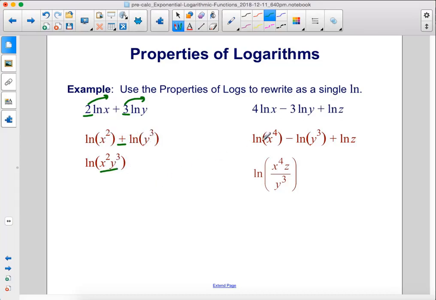Over here, first we move our coefficients into the exponent positions, and then we can create a fraction like this. We have a negative natural log of y cubed, so this will go in the denominator. And then we have the natural log of x to the fourth plus the natural log of z, so we can multiply x to the fourth and z together and put it in the numerator.